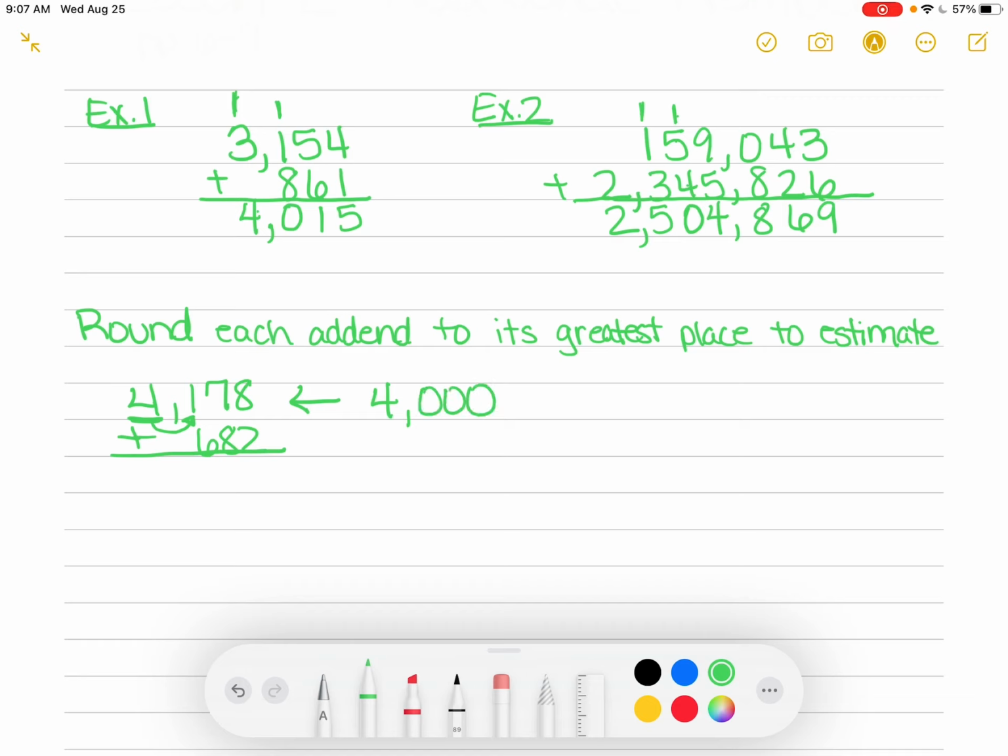Because 1 tells me to stay the same. And then over here, the greatest place is 6. I look over at the 8, and that tells me I'm going to round to 700. Now add these numbers, and I get 4,700.